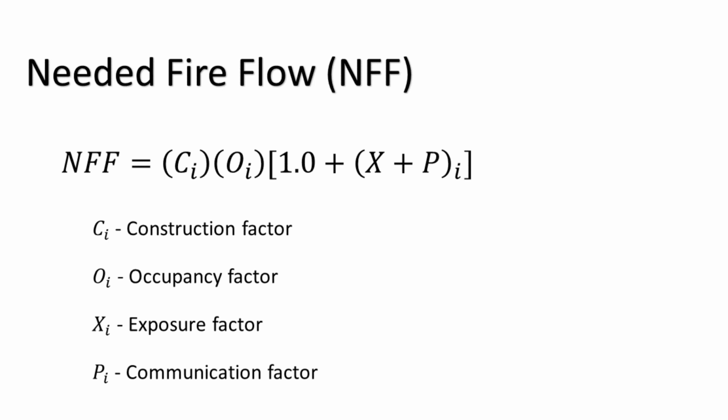Solution. To solve this problem, we know that the ISO method has a simple equation. That is, NFF equals construction factor C times occupancy factor O, then multiplied by 1 plus the sum of exposure X and communication P factors. Let's find out each of the factors with the information provided.